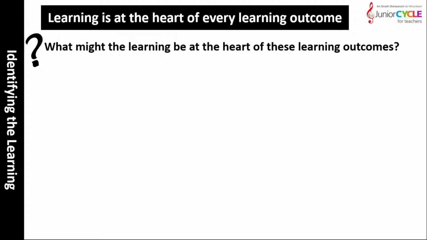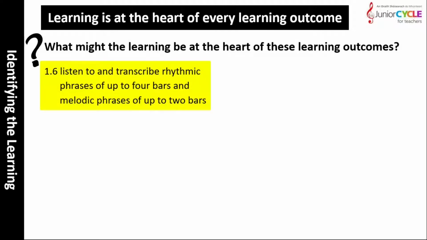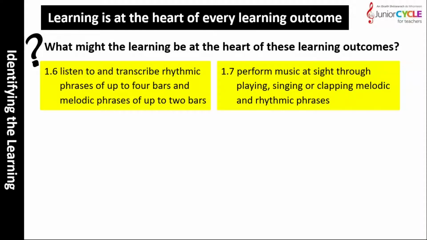Take a moment to read 1.6. And now 1.7. We can see that the learning in both learning outcomes deals with rhythmic and melodic phrases. Rhythmic phrases of up to 4 bars and melodic of up to 2 bars. Although the learning is similar in both learning outcomes, there are nuances in the action required. In 1.6, the students will listen and transcribe, while in 1.7, they will perform at sight.